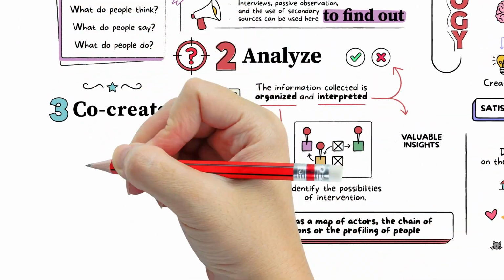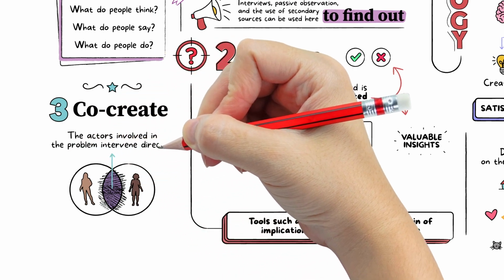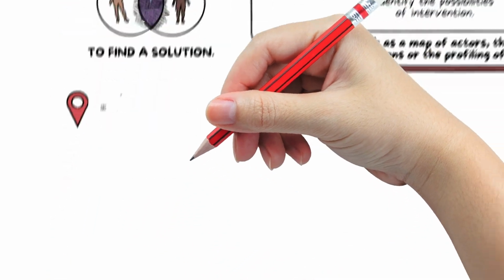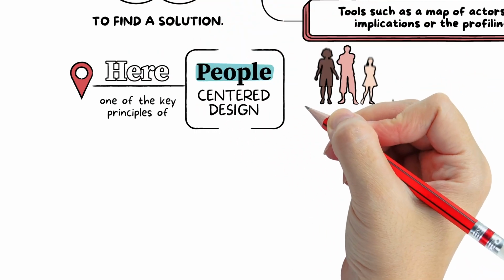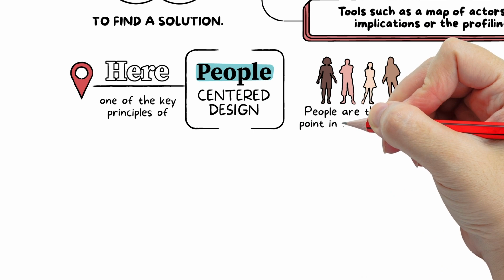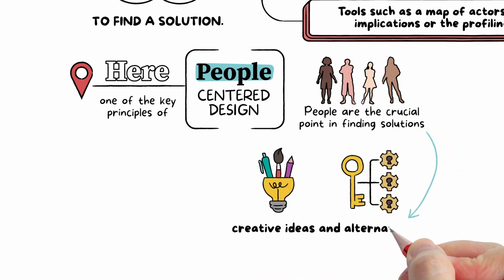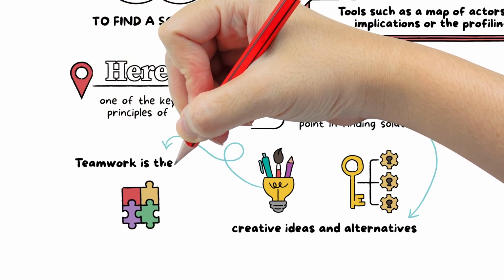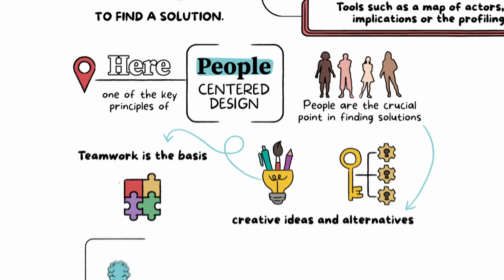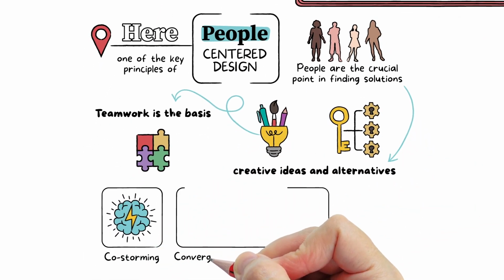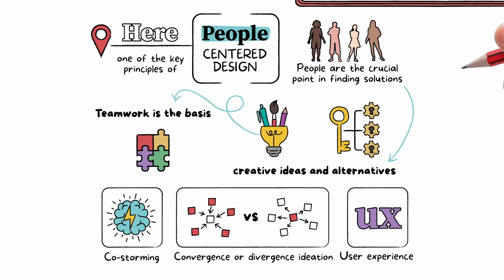3. Co-create. In this phase, the actors involved in the problem intervene directly to find a solution. Here, one of the key principles of people-centered design is applied: that people are the crucial point in finding solutions. It is all about coming up with creative ideas and alternatives. Teamwork is the basis for collectively pushing forward in this creative exercise. Tools such as co-storming, convergence or divergence ideation, and user experience awareness techniques can help a lot.